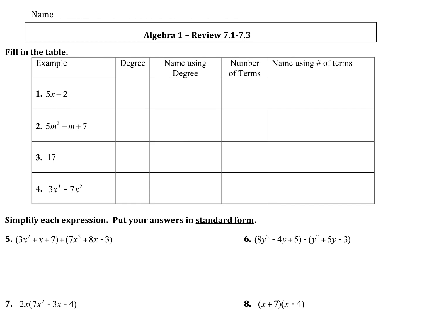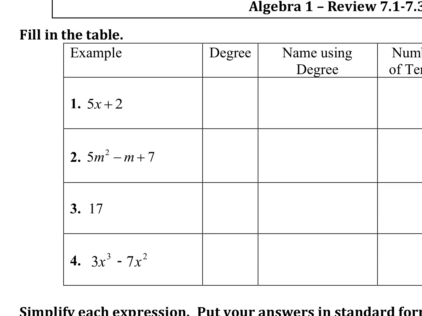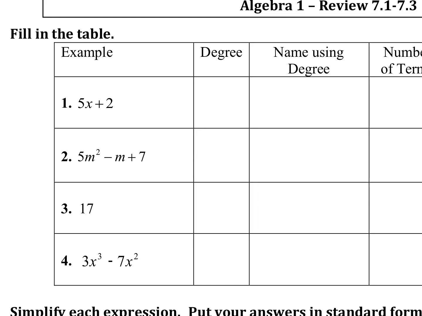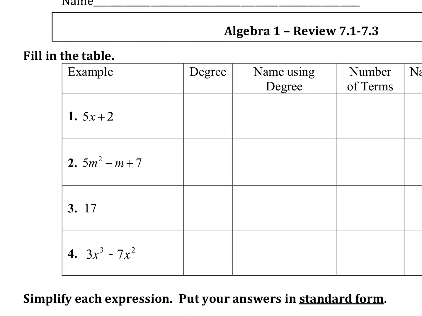This first one. What's the degree on number one? That's how many terms would be monomial if it's one term. The degree is your highest exponent. So what is your highest exponent right now? It's a 1. Okay, so you have a degree of 1 on this.